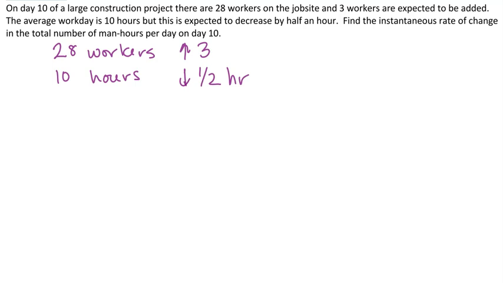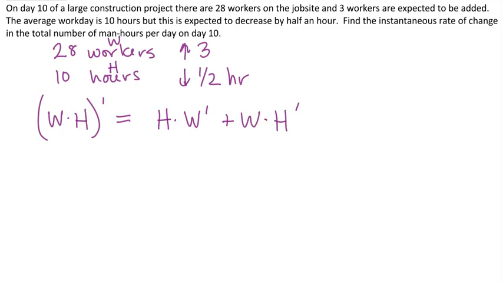So I'm going to say W for workers and H for hours. We're looking at the instantaneous rate of change of W times H. So we want the derivative of W times H. And according to the product rule, that would be H times W prime plus W times H prime.